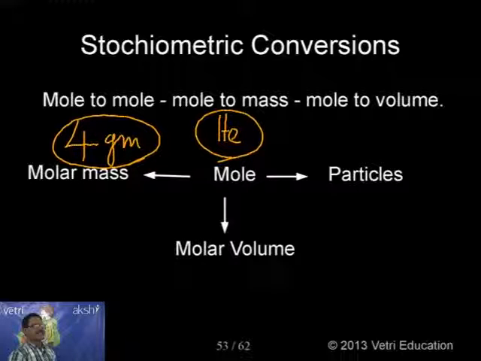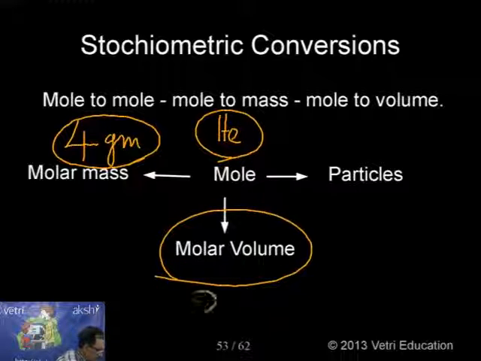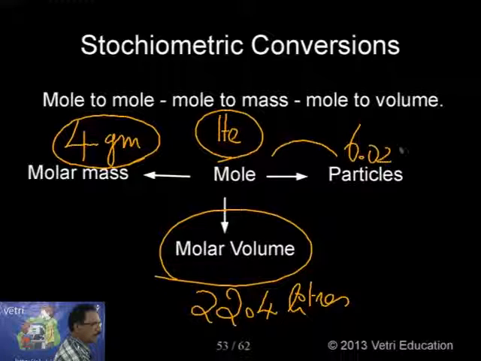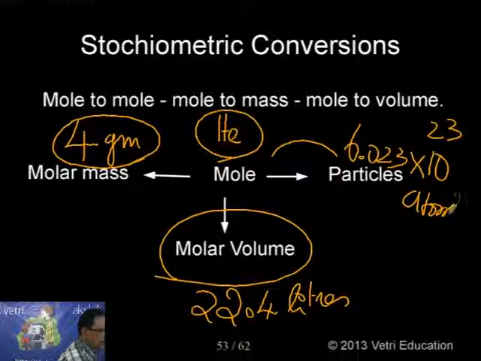Then helium is a monatomic gas, so automatically the molar volume, according to our hypothesis, is 22.4 liters. 1 mole of helium gas will occupy a volume of 22.4 liters. Coming to the particle, it is an atomic element, so 1 mole of helium will contain the Avogadro number, 6.023 into 10 to the power of 23 atoms. Here the particle is the atom.